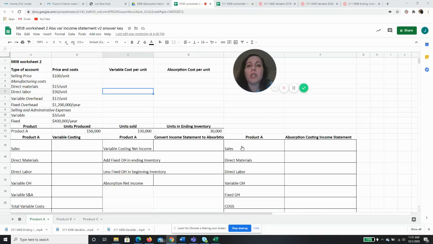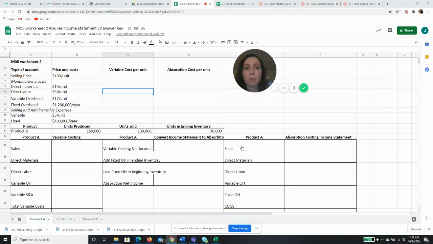Okay, we are now on worksheet number 2. So make sure you have worksheet number 2 up. And in this exercise, what we're going to do is calculate our variable income statement for 3 products A, B, and C.